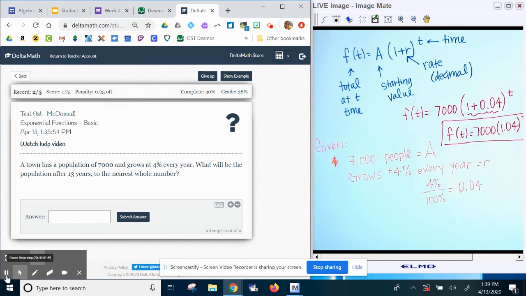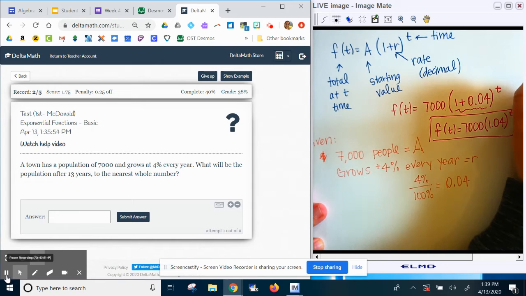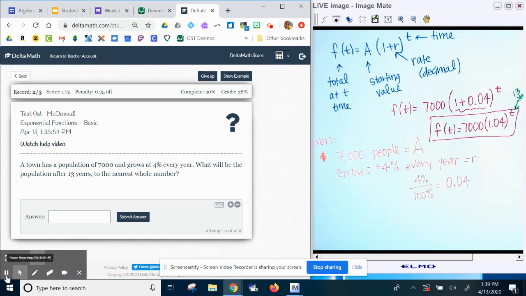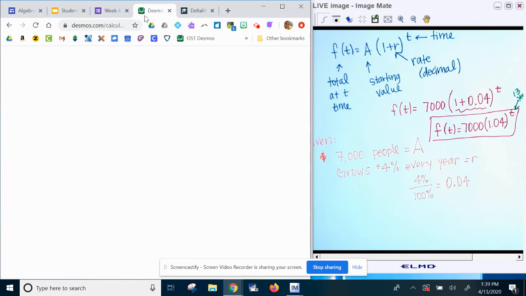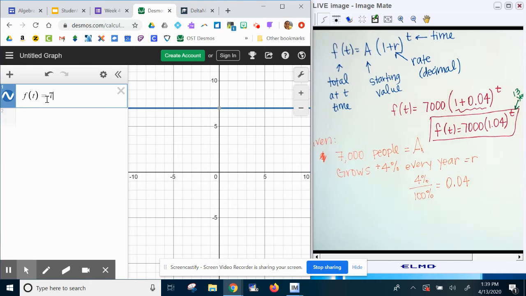Now I need to answer the question. So the question says, what will be the population after 13 years? So this time it tells me my t is 13 years. So in order to find that, I'm just going to pop this into decimals. So f of t is equal to 7,000 times 1.04 to the power of 13.